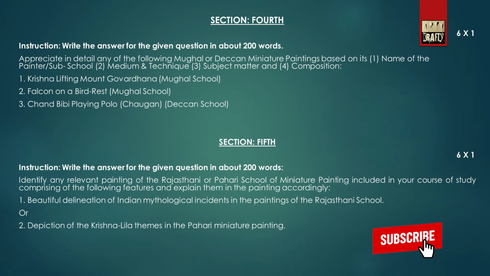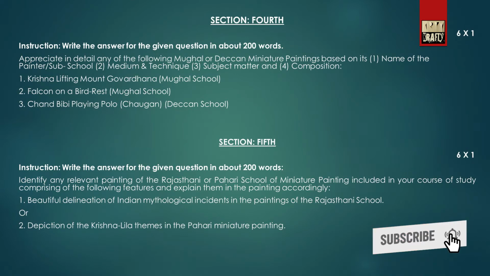Section 4th contains 3 questions from Mughal and Deccan School of Miniature Paintings. You have to answer any one under the headings of name of the artist, sub-school, medium and technique, subject matter and composition in 200 words.